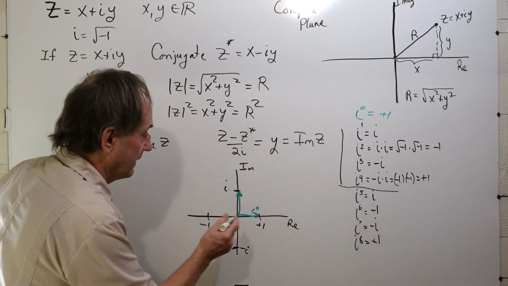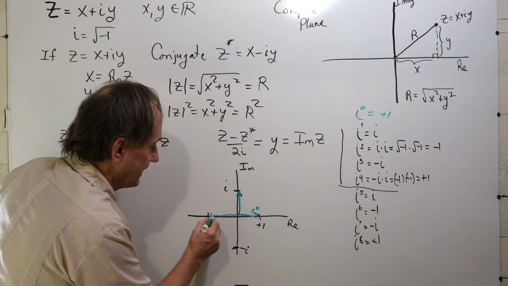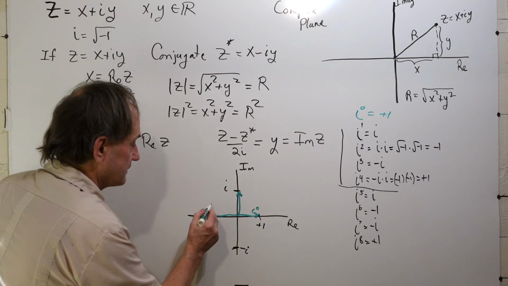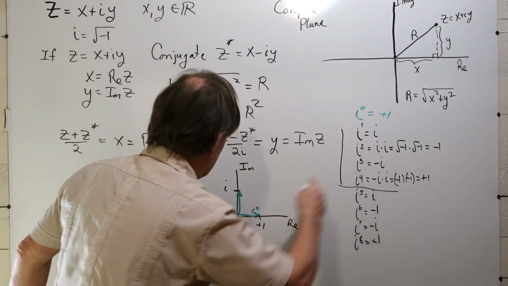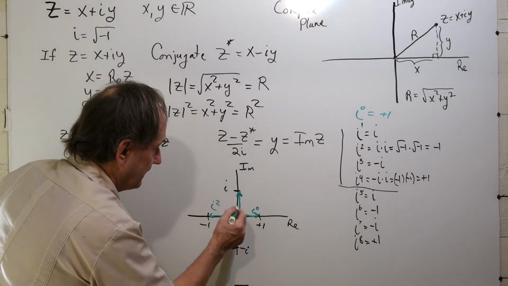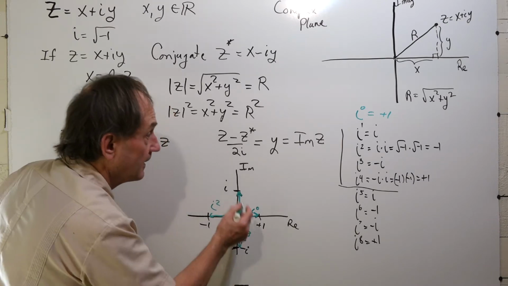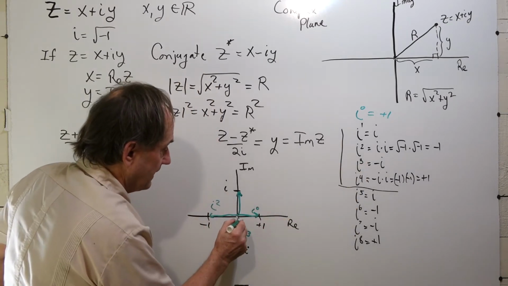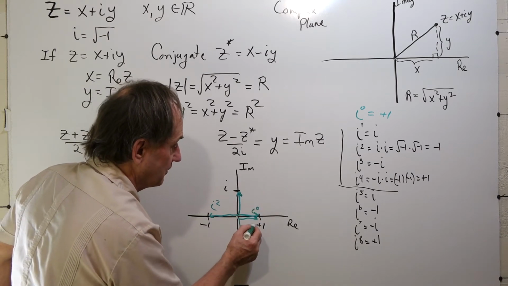And then, if we take i squared, that is minus 1, so it's a vector that goes to the left. And if we take i cubed, that is minus i. And if we get i to the 4th, we're back to i to the 0.